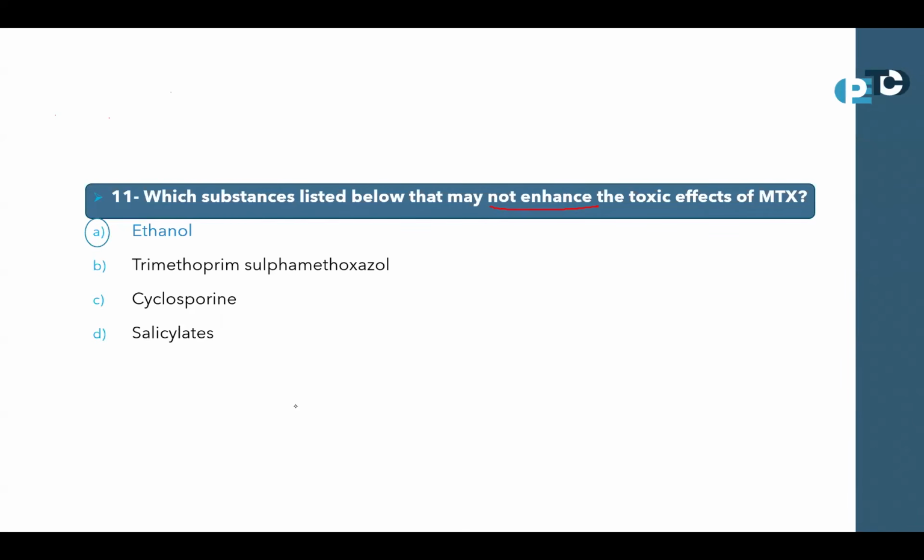It's one of the important questions and it was repeated several times previously as well. All right, thank you. You're welcome.